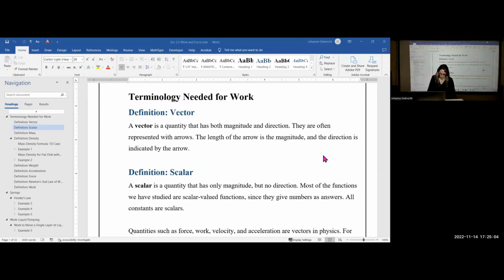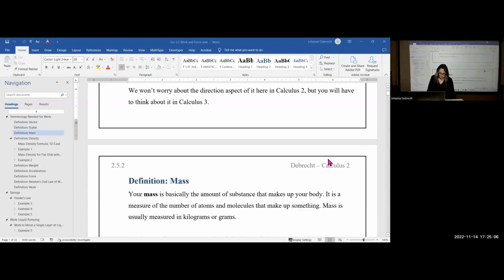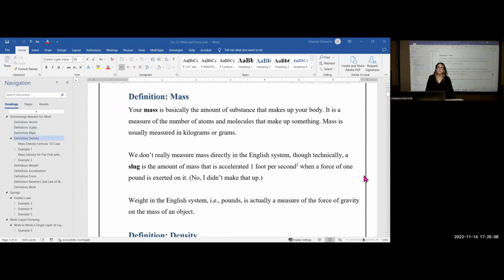The next thing that we want to talk about is mass. In order to do many of the problems, we have to be able to compute the mass of something. When we talk about mass in physics, we are not talking about your weight. The weight is something different. Weight is actually the gravitational force on the mass of your body or an object. So mass is actually a measure of the number of atoms and molecules that make up the object. So mass is a measure of stuff, if you will.